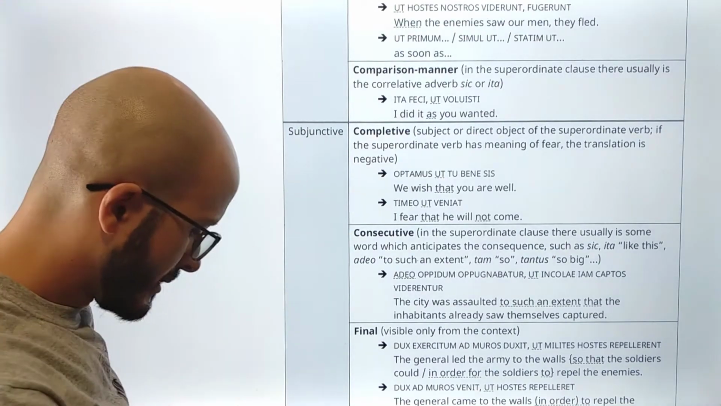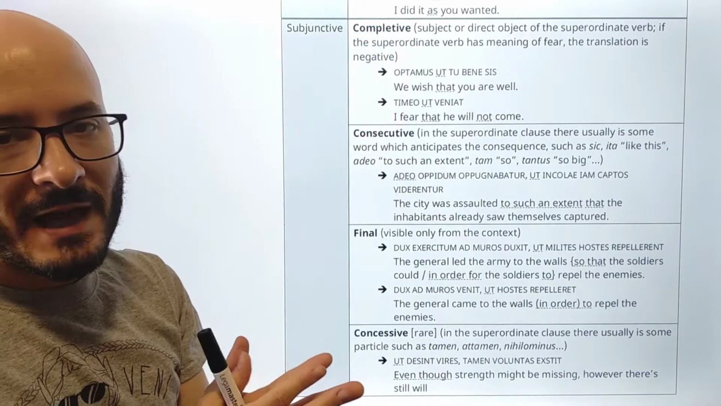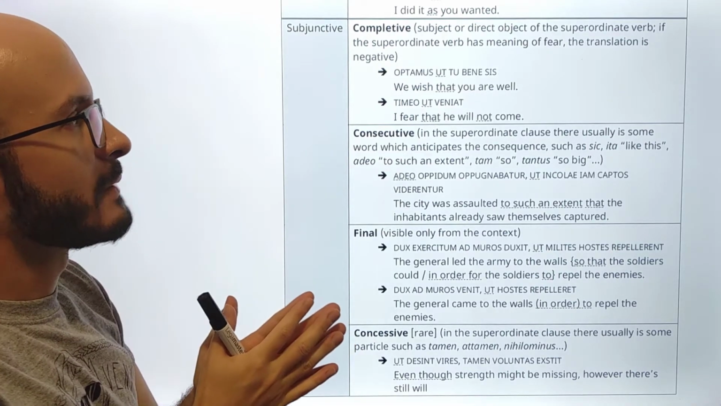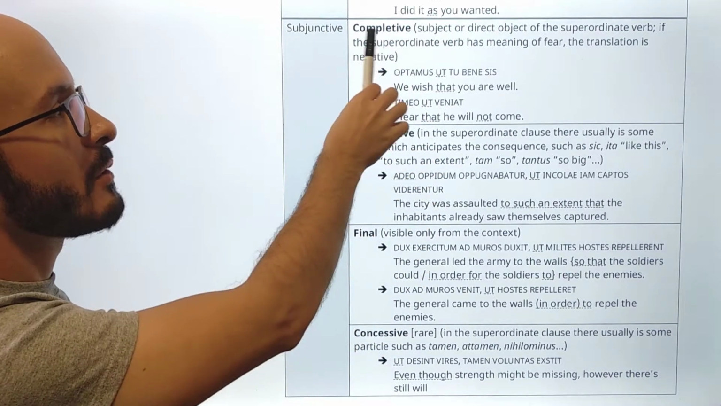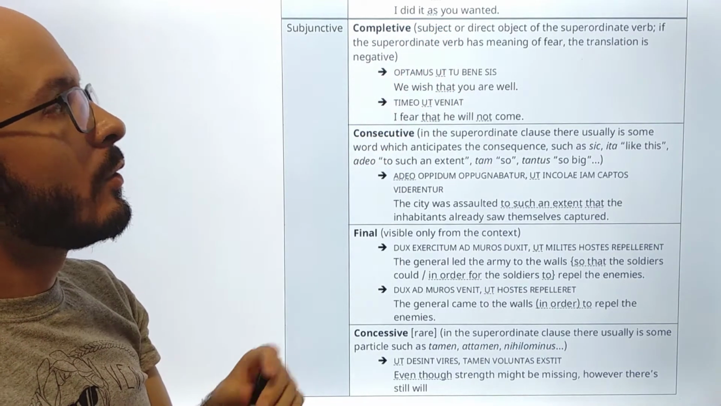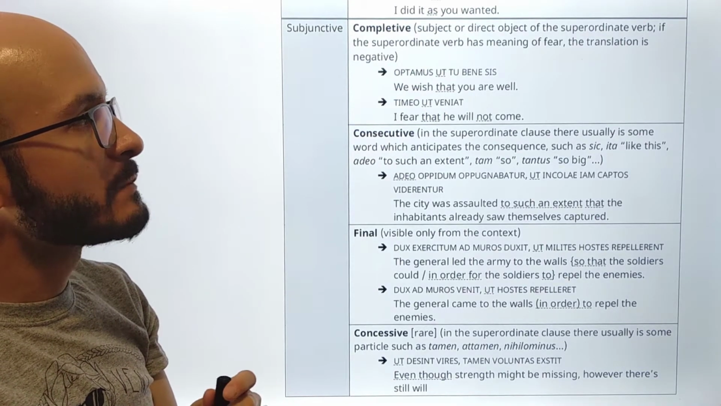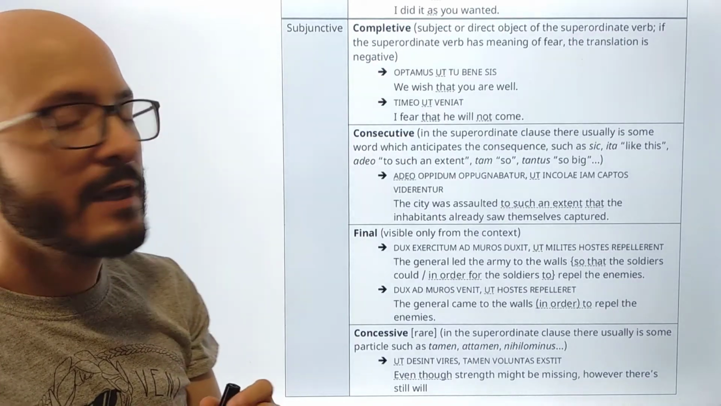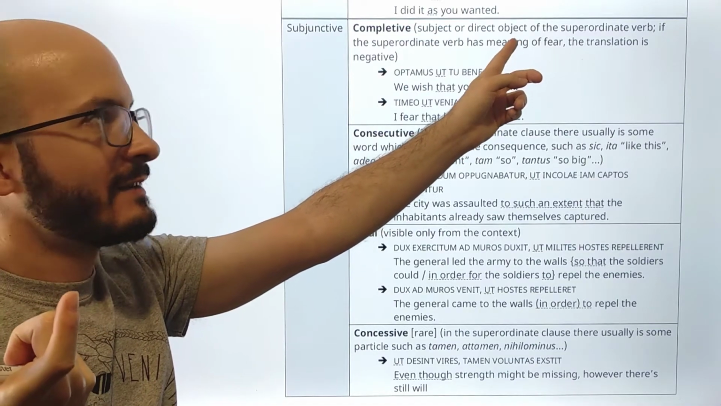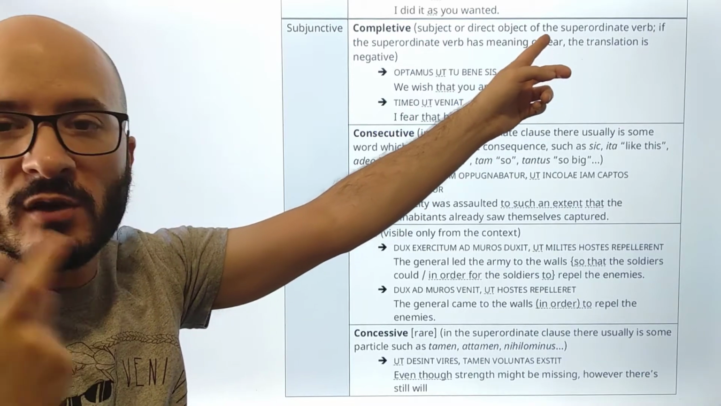Okay, now let's go into the subjunctive functions. We have the completive. What is a completive? Completive, or I really don't know where the accent goes in English, but I guess you understand. So completive, functioning, working as the subject or direct object of the superordinate verb. If the superordinate verb has meaning of fear, the translation is negative. Okay, and I know that this is super specific and it might seem even kind of random, but it is important, okay? This about the fear.